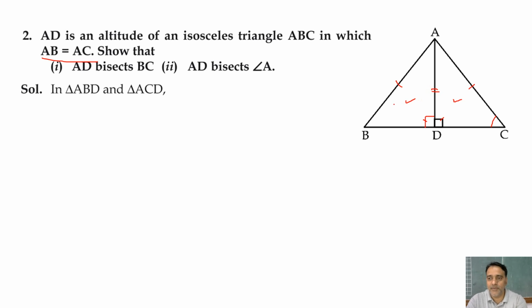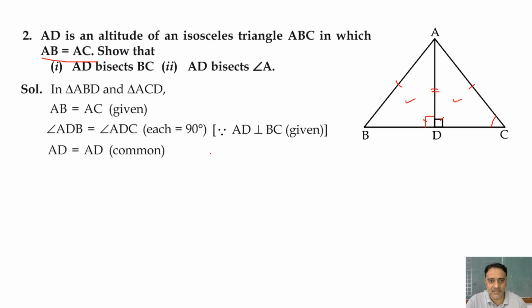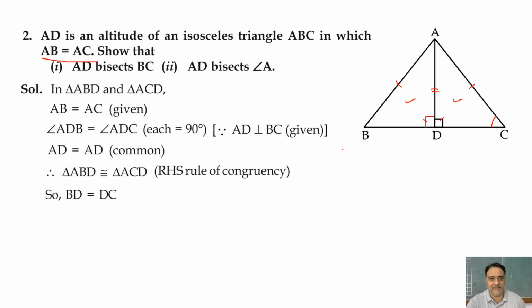ठीक है, तो हम लोग RHS यूज कर सकते हैं. राइट एंगल हाइपोटेन्यूज वन साइड. So these two triangles are congruent by RHS congruence rule. So BD is equal to DC by CPCT. So therefore AD bisects BC. First bit is over. Now these two angles are also equal.